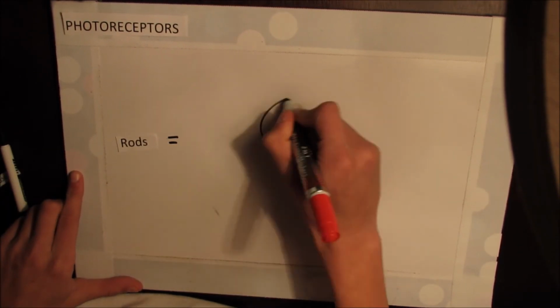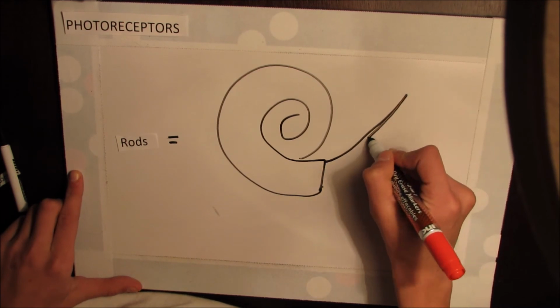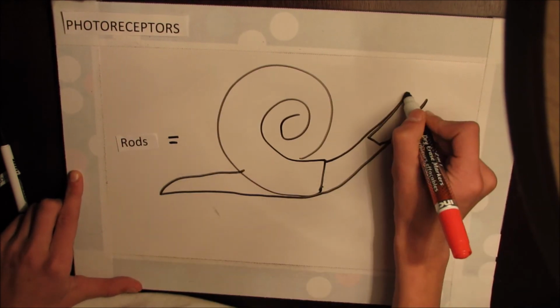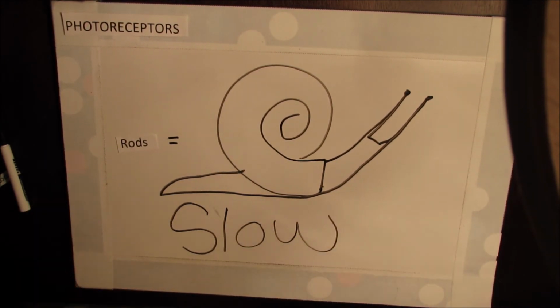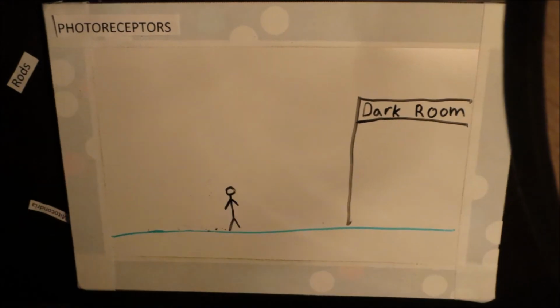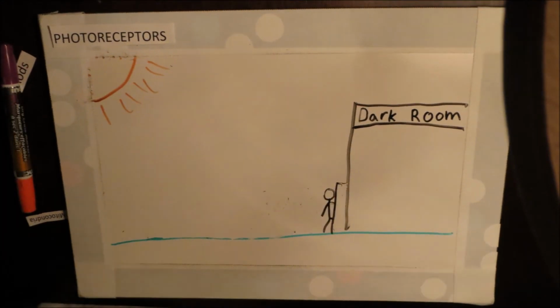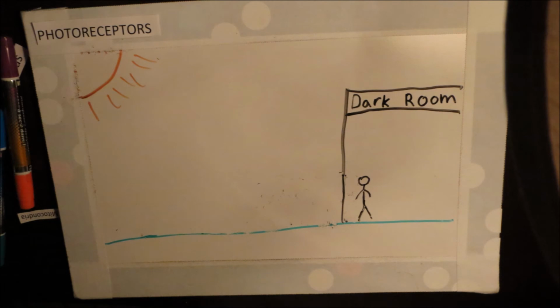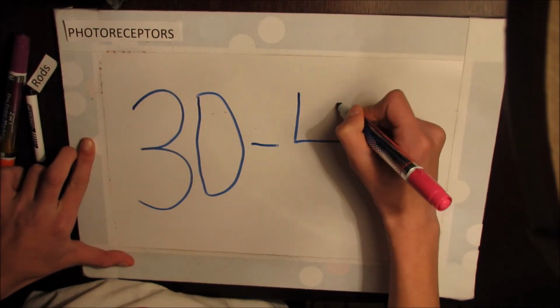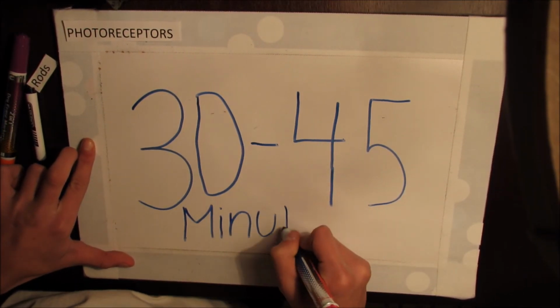Rods have a very slow recovery time, which means that they adapt to light very slowly. For example, if you're outside in the sun for a while, then you go into a dark room, you will not be able to see until your eyes adapt to the dark. This could take 30 to 45 minutes.